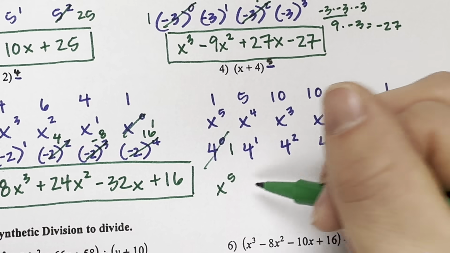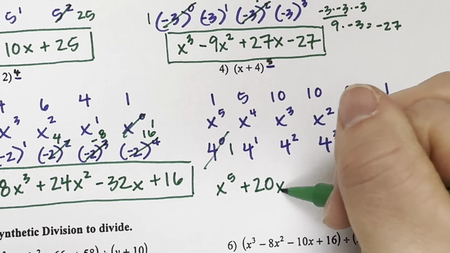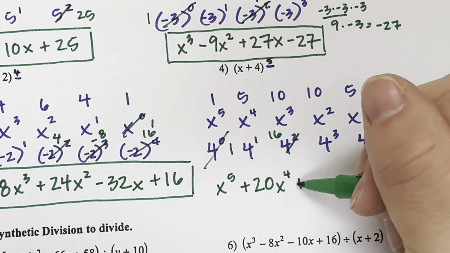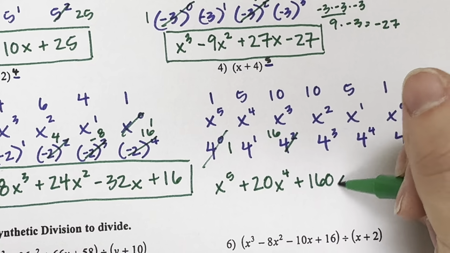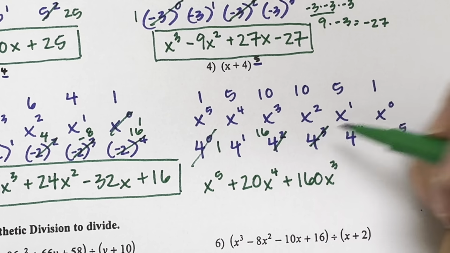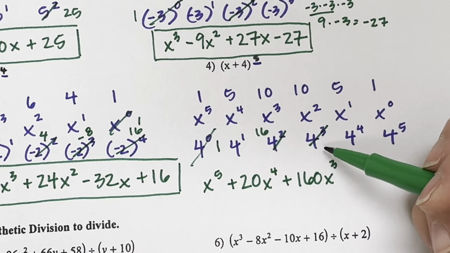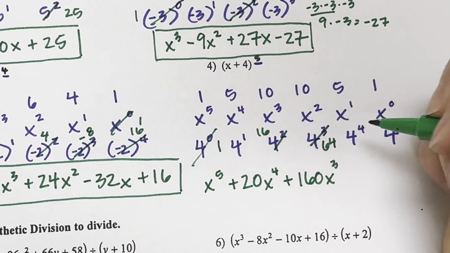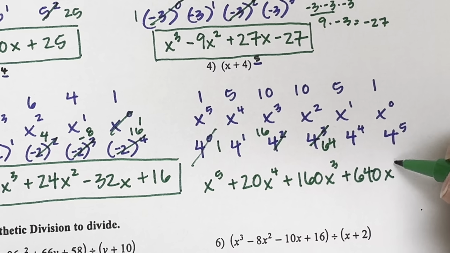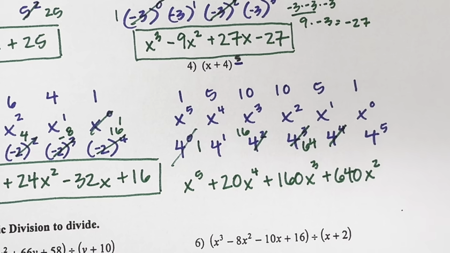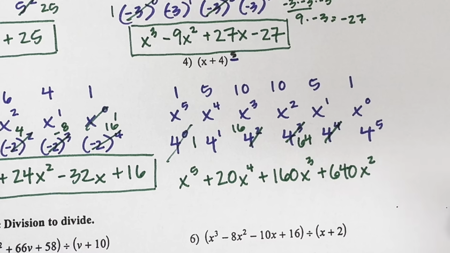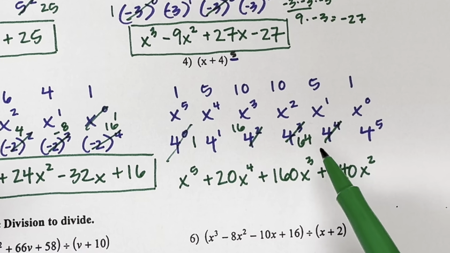4 times 5 is going to give me positive 20, and then my x to the 4th. 4 squared is 16 times 10 is positive 160 x cubed. 4 cubed would be 4 times 4 times 4, which is 64, times 10 would be positive 640 x squared. Oh goodness, this is where I really needed a calculator. 4 cubed is 64.